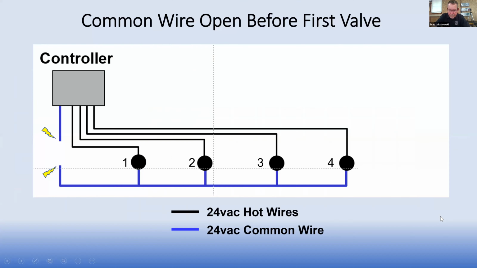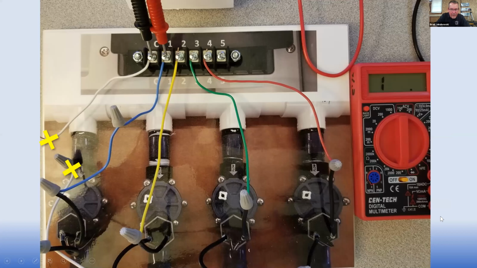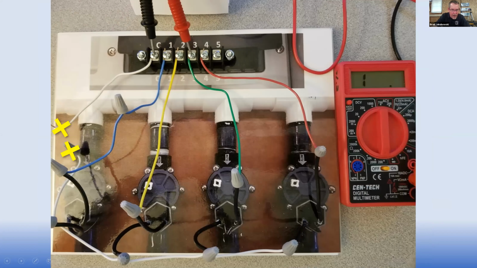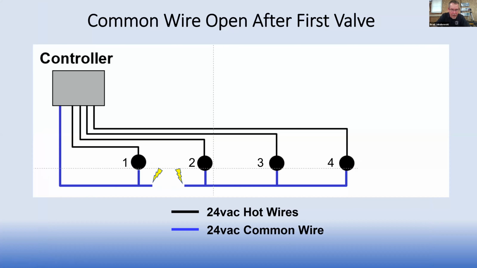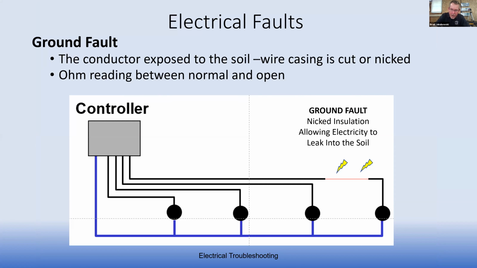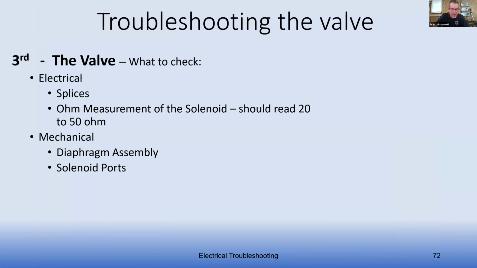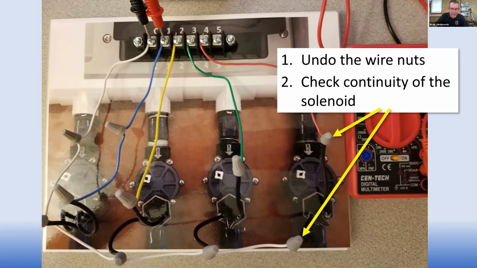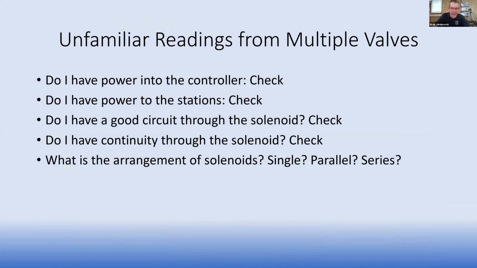Okay, let's go ahead and hook these up so we can do that. So I'm going to pop up that particular screen. I'm going to skip ahead a little bit here. Okay, so we just did the breaks, the wire break there, and we also did a wire break there. And so you'll have that in the PowerPoint. The ground fault, not going to worry about much right now. And there's some solenoid stuff. Unfamiliar readings with multiple valves.